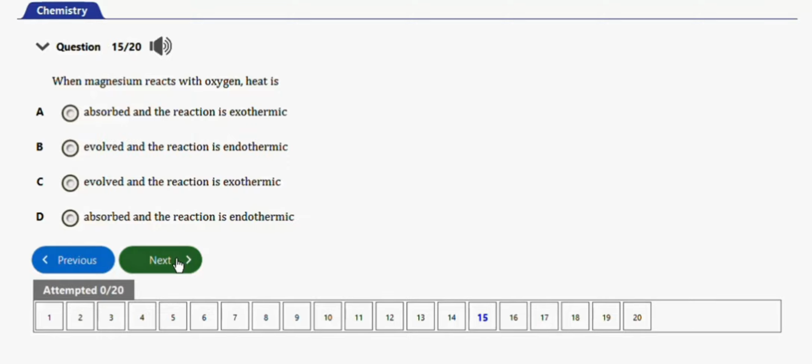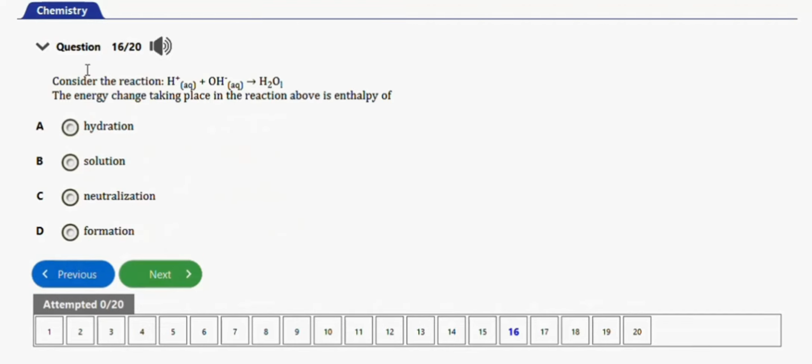Next question is this one. It says, consider the reaction. The energy change taking place in the reaction above is enthalpy of neutralization. So guys, this is basically neutralization. Remember, water is being formed from hydrogen ion and hydroxide ion. So water is neutral. So the right answer is option C, guys.